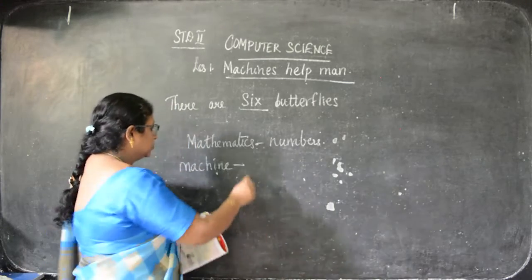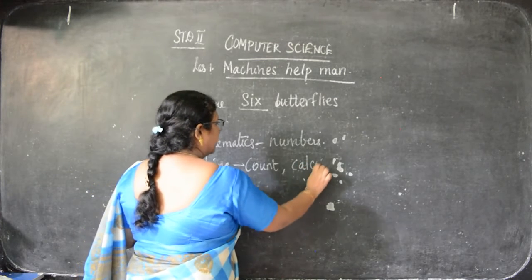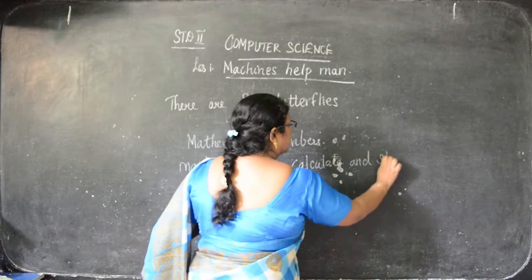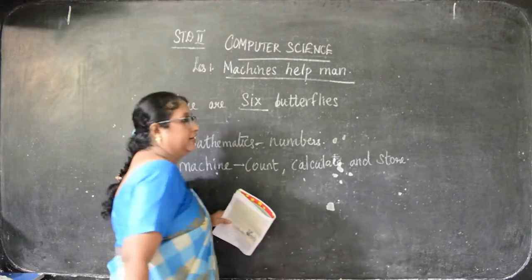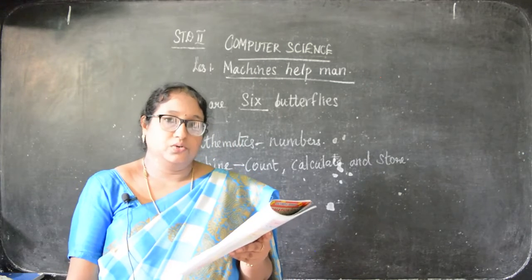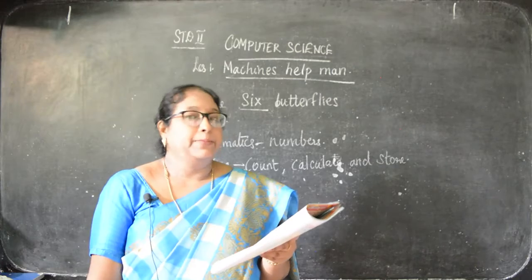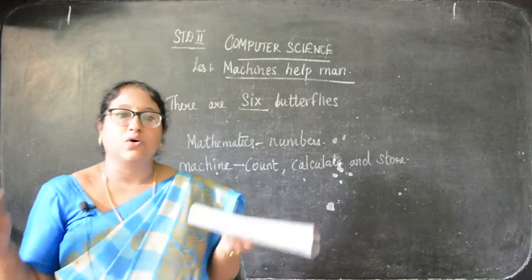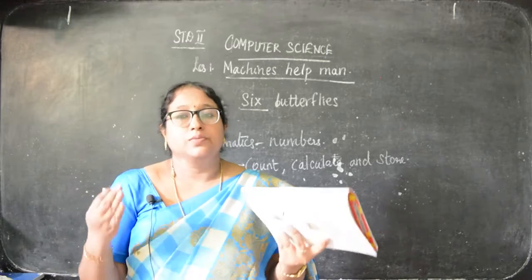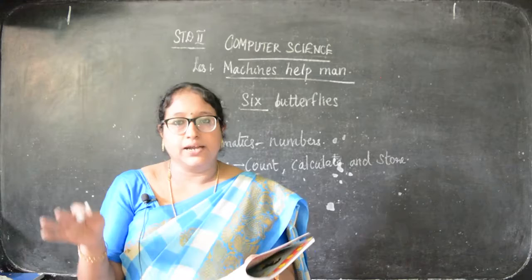So man wants a machine to count, calculate and store. To do all this, we need a machine. Understand? We need a machine to count, to calculate and store. For this we need a machine. So man started making machines. At one stage they could not do the maths and counting, so man wanted a machine to count, calculate and store.